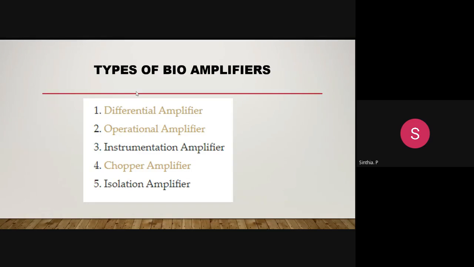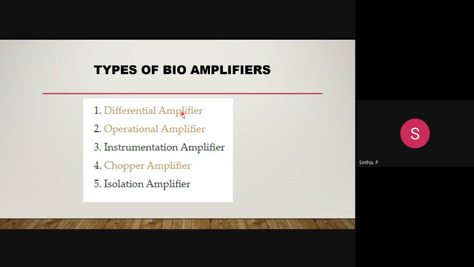Okay, so what are the types of bioamplifiers that we use normally? A differential amplifier, this is the preamplifier might be a differential amplifier, operational amplifier, instrumentation amplifier, chopper amplifier, and isolation amplifier. So I think all these you might have already studied in LIC. So we will just have a recap of what it is. So firstly, we will see about differential amplifier.